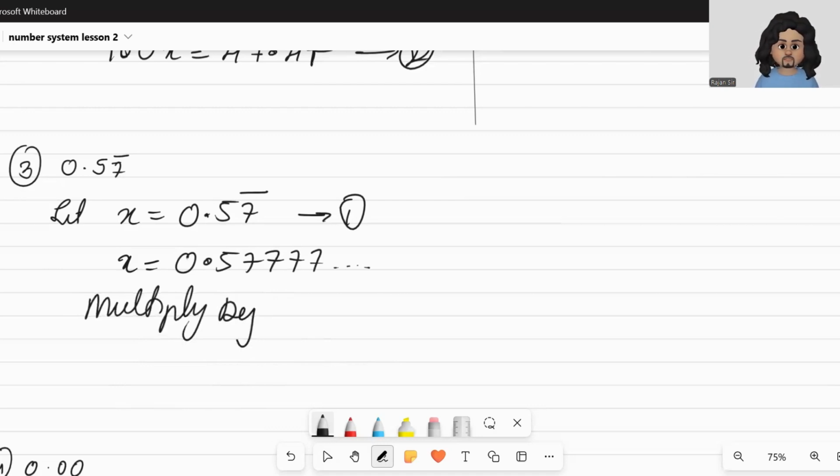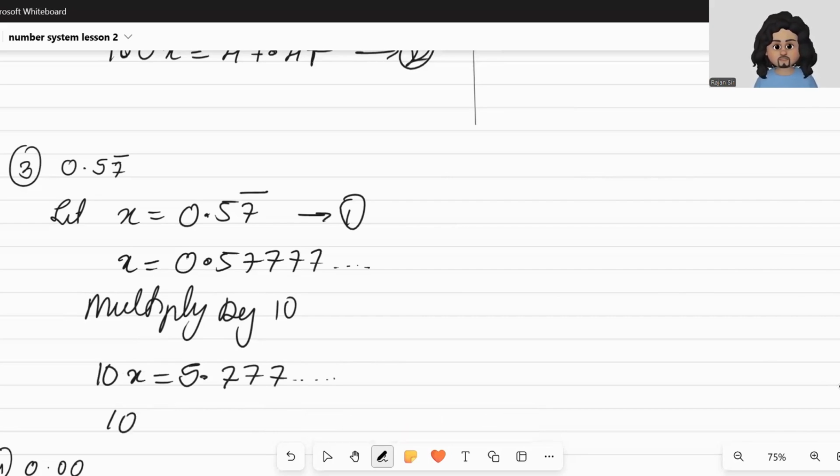Multiply by 10. So you must be asking why not 100? Because we have only the bar on the 7th part, on the one digit. So basically you multiply by 10. So you understand we have 10x is equal to shifting the point from here to here, we have 5.7, 7, and 7 continuously. So this you can write in short form as 10x. Wait a second. 10x equals to 5.7 bar. Now take this equation as equation number 2.